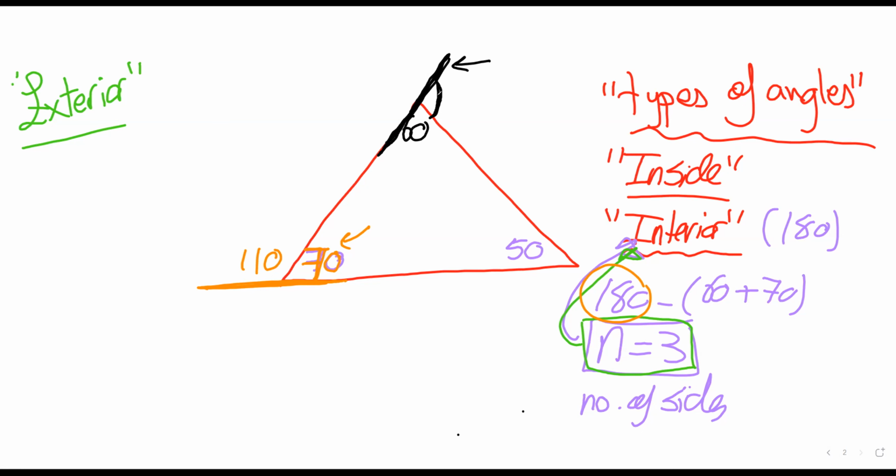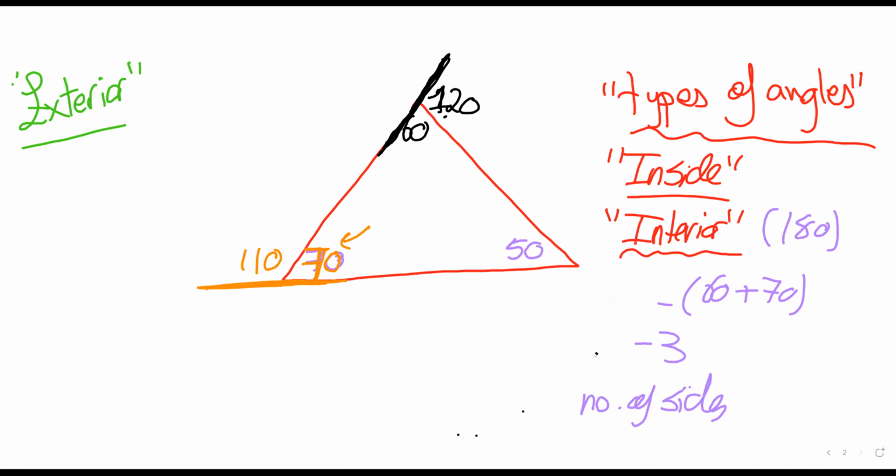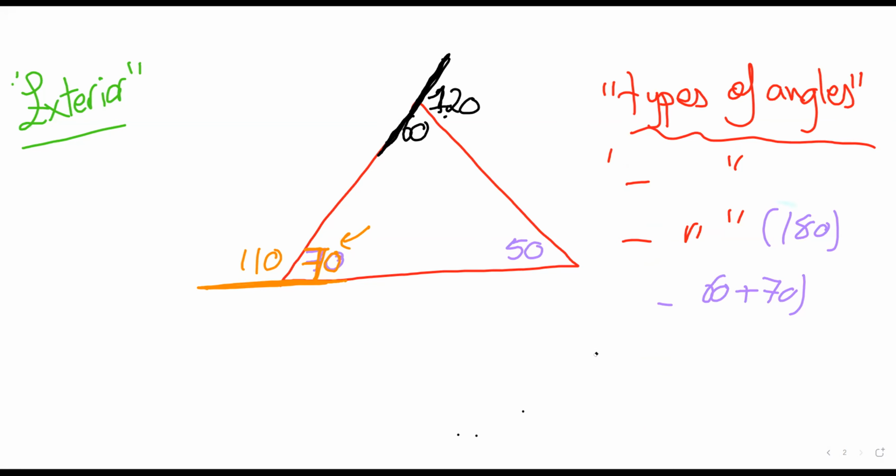وطبعا زي ما انتم شايفين يا جماعة, this is a straight line and the measure of a straight line angle is 180 degrees. وطبعا if I want to find the value of this angle over here, 180 minus 60, which is 120. And this is the second exterior angle. Now I'm just going to erase this هنا عشان أنا محتاجة السبيس ده.